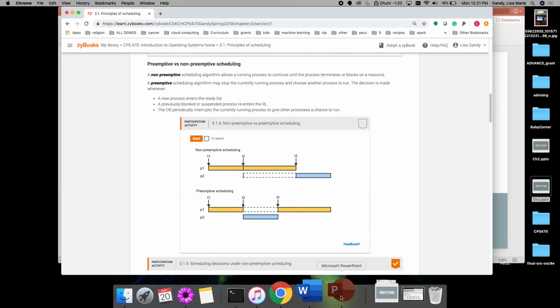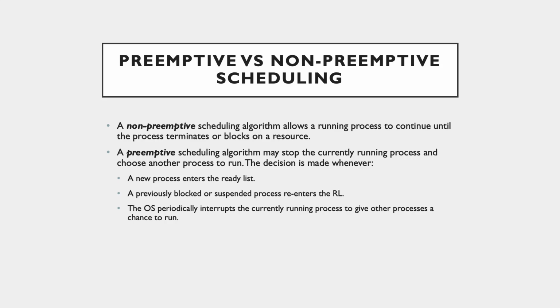Let's go back to the slides. So a non-preemptive scheduling algorithm is going to allow a running process to continue until the process terminates or blocks. And this is not very normal. I mean, I wouldn't say normal. This isn't common in an operating system, non-preemptive, because of time sharing. A preemptive scheduling algorithm may stop the currently running process and choose another process to run. This decision is made whenever a new process enters the ready list, a previously blocked or suspended process re-enters the ready list, or the OS periodically interrupts the currently running program to give other processes a chance to run. So these are times when we do preemptive scheduling.